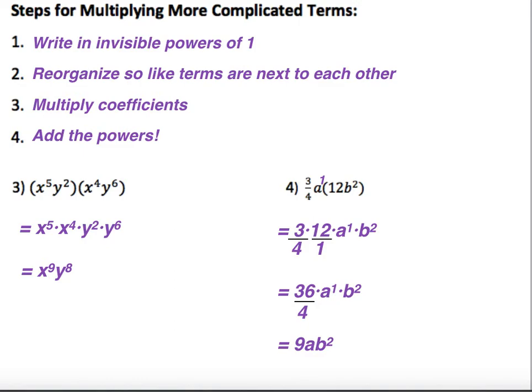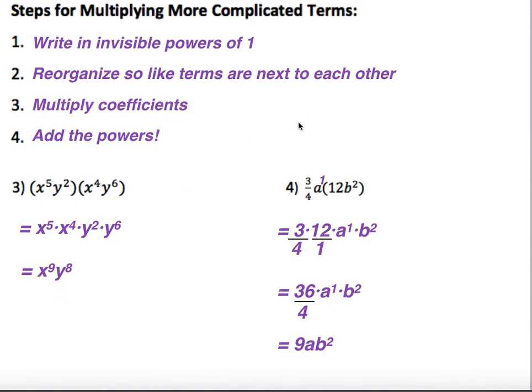For 3, check that you got x to the power of 9, y to the power of 8. Notice how it doesn't simplify further than that. Because x's and y's are different bases, you can't add those powers and say it's any one letter to the power of 17, because you're counting two different types of things. You're counting x's and y's. So x to the 9, y to the 8 is your very final answer.